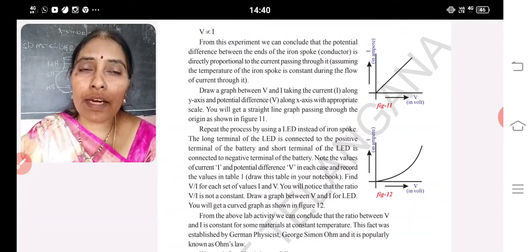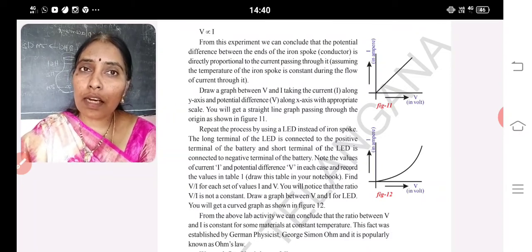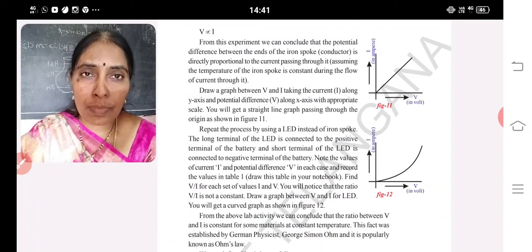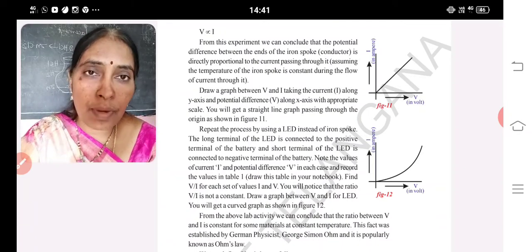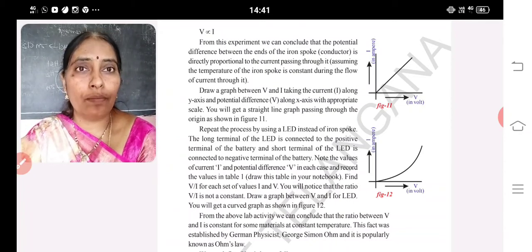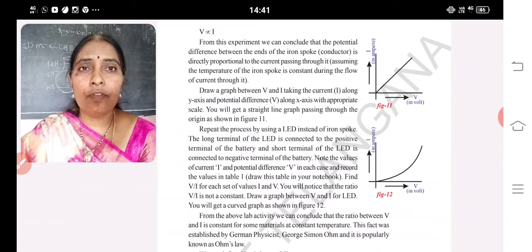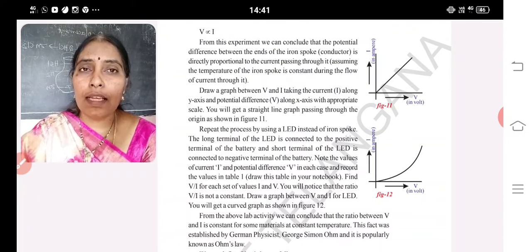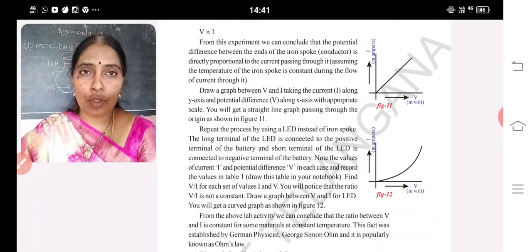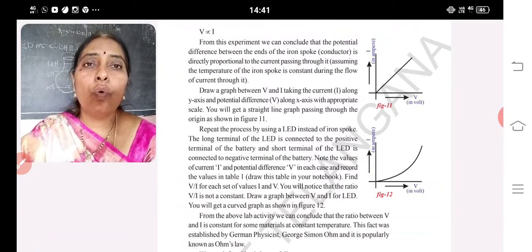As the number of battery cells is increased, each time you need to note the current in the ammeter and the potential difference in the voltmeter, and that value should be entered in a table. Each time you increase one battery, up to 5 batteries. What did you observe here? As the potential is increasing, the number of cells is increasing, and the current also increases. So potential is directly proportional to electric current at constant temperature, and this is known as Ohm's law.